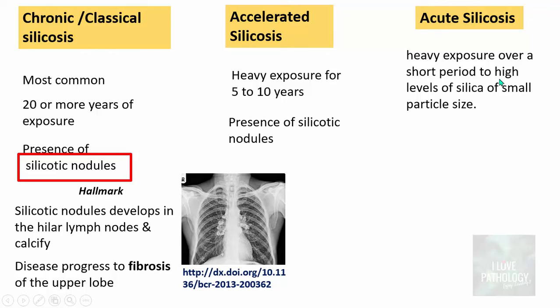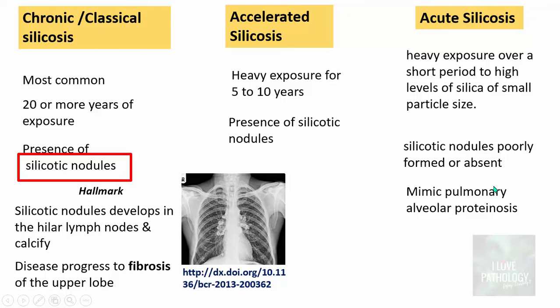Acute silicosis, on the other hand, results from heavy exposure over a very short period to high levels of silica of small particle size, particularly crystalline forms of silica. The silicotic nodules in this case are very poorly formed or sometimes even absent. So this form of silicosis, acute silicosis, mimics pulmonary alveolar proteinosis.